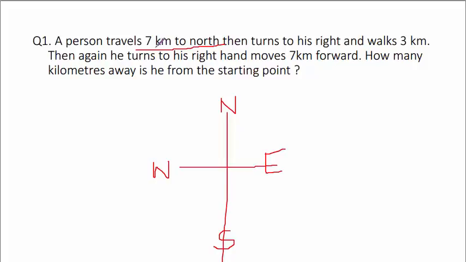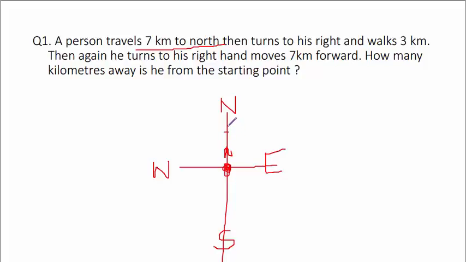Now just follow the question. A person travels 7 kilometers to north. So this will be your 7 kilometers in the north direction. Suppose you are standing at that point instead of that person who is traveling along north or south. So you consider yourself at that point. In this direction, suppose you are here. Now you go north 7 kilometers. So this is your final point.